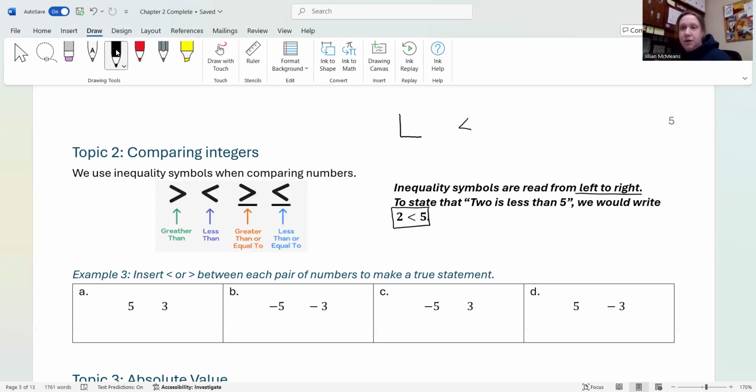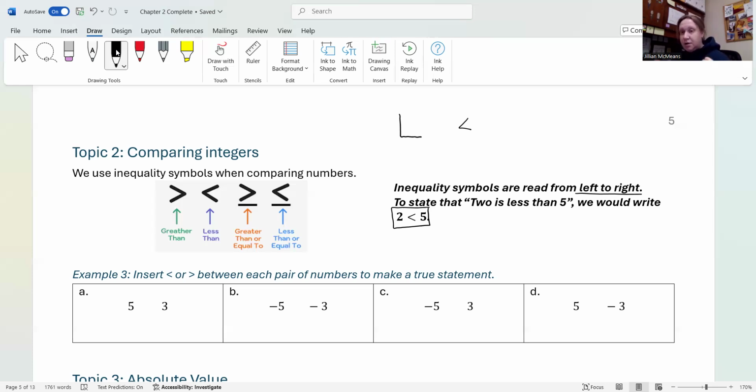So let's look at just a few really quick examples. Example 3 says insert less than or greater than between each pair of numbers to make a true statement. So part A, we have 5 and 3. We all know just from general day-to-day life that 5 is bigger than 3. If I have 5 candy bars and you have 3 candy bars, it's easy to see that I have more candy bars.